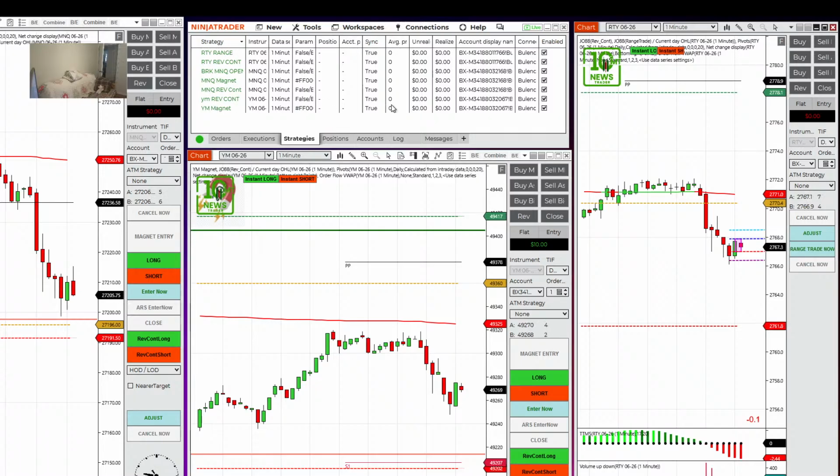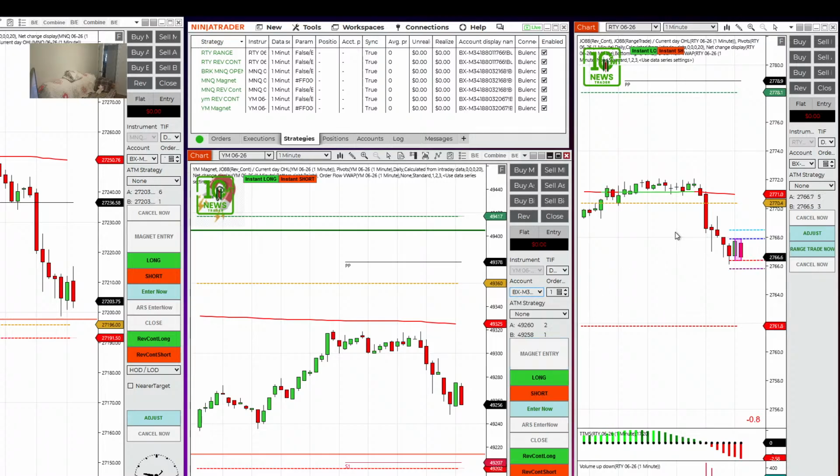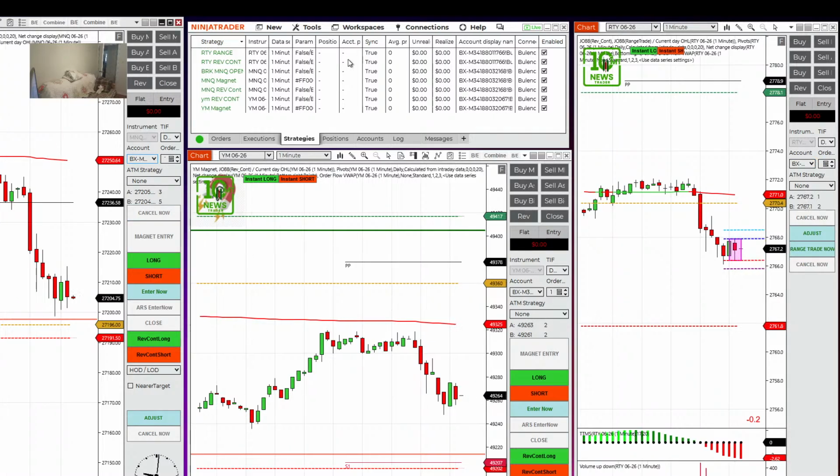Our YM trades, they are on account number 67. So we have two YM setups, a magnet and a reverse continue, and they should be on 67. Our RTY, we already checked. That's in a funded account, 66. All the RTYs in the control panel should be 66, and they are. And then our NQ should be 68. Everything NQ is 68. All right.